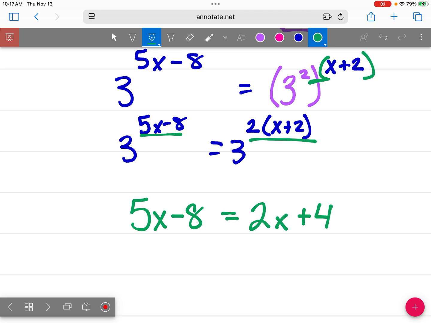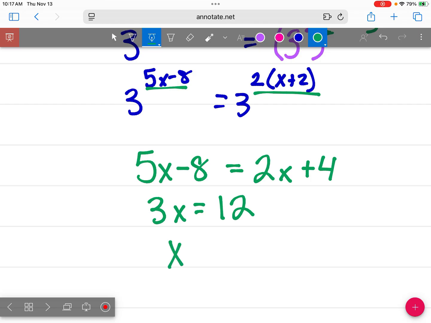And we can solve that around. Subtracting 2 from both sides, we get our 3x. Adding 8 to both sides, we get 12. So what is our x? What do we get as our solution on that one? 4.